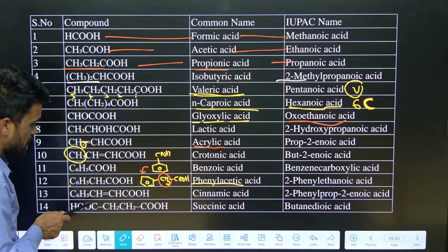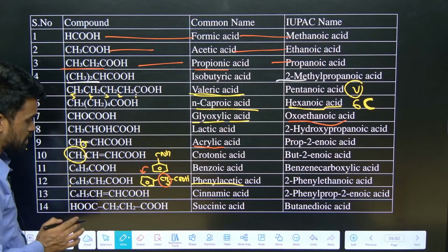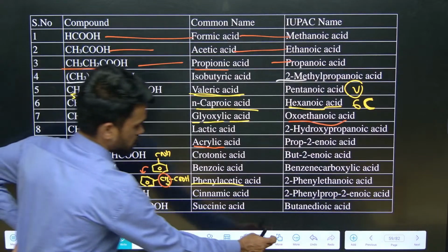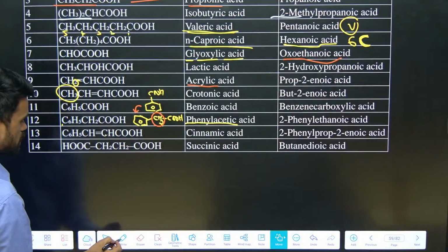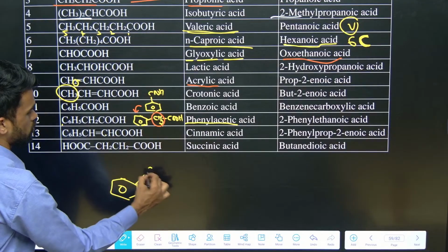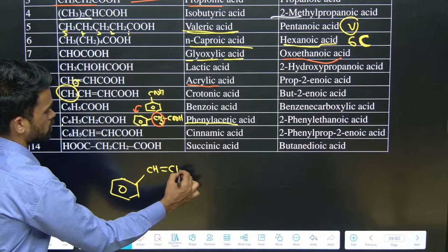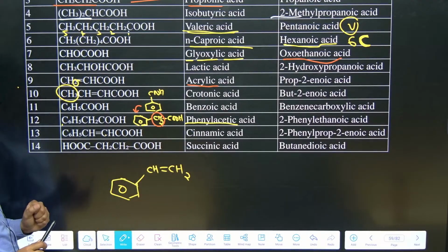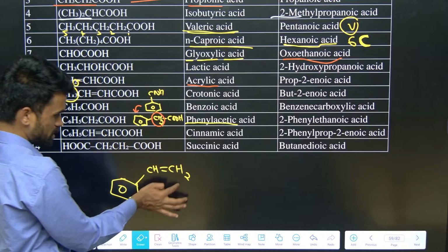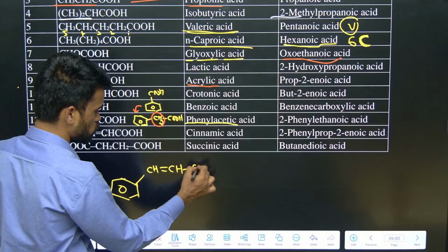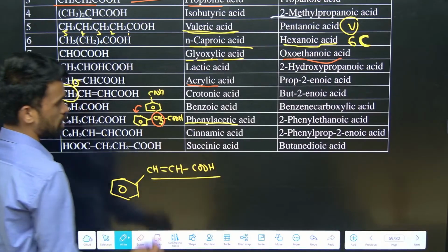Then the last one is cinnamic acid. What is cinnamic acid? So COOH, CH, C6H5. I will write the structure here just to see. CH, CH2. See, if this is the case, you should call it styrene. What is this? Styrene. But from this styrene, I am removing hydrogen and adding one COOH group. So now you can call it cinnamic acid.